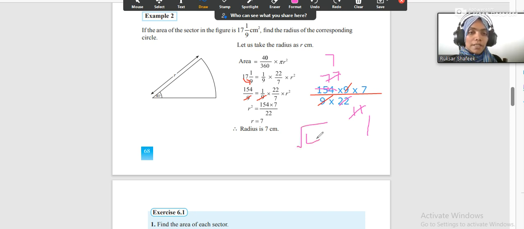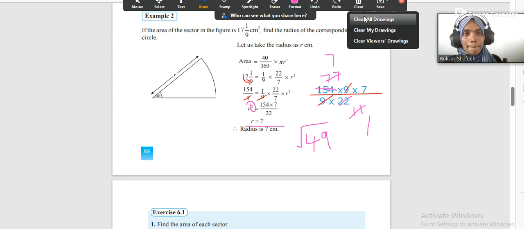So we need to find the square root of 49 to get r, because r squared is 49. To remove the squared, we have to put the square root. So the square root of 49 is 7. That's how we got the radius equals 7 centimeters.